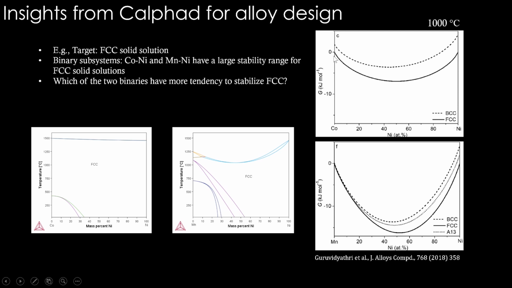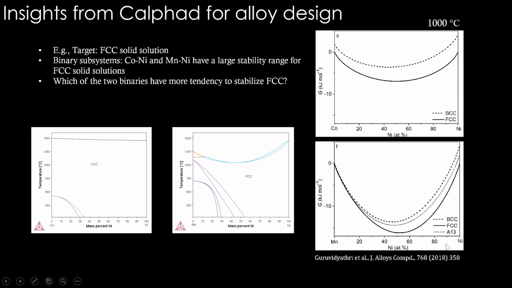If you look at here, 0, this is minus 10, so somewhere near minus 7 or so is the mixing Gibbs energy change. If two pure elements are taken in FCC structure and mixed, the reduction in Gibbs energy happens to about minus 7 kilojoules. But if you take here manganese and nickel, this is about minus 16. So compared to this, FCC is much more stable. So Mn-Ni is a much more FCC stabilizing system compared to Co-Ni.